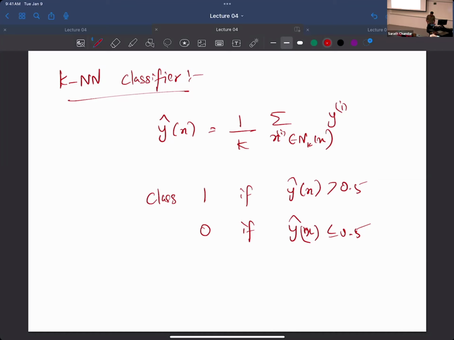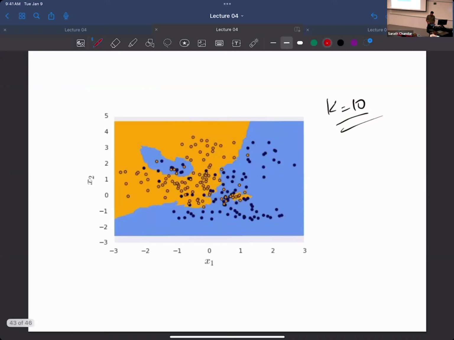So how would this algorithm look? Let's do k-nearest neighbor for the same problem. Here I'm using k equal to 10. I compute blue or orange for every data point. The way I'm constructing this decision boundary, if you want to implement this yourself, is to consider every single point, compute the k-nearest neighbor value, and mark it as blue or orange.